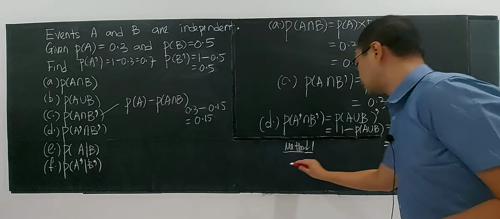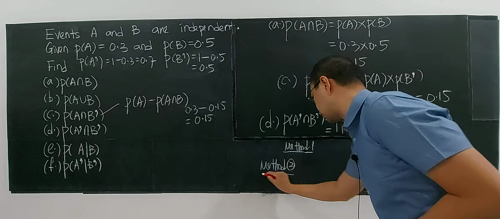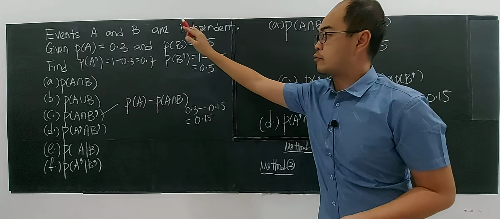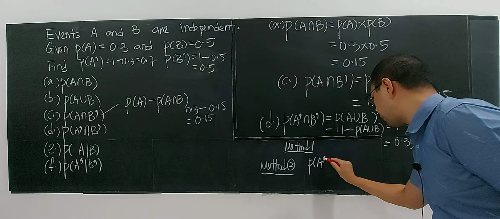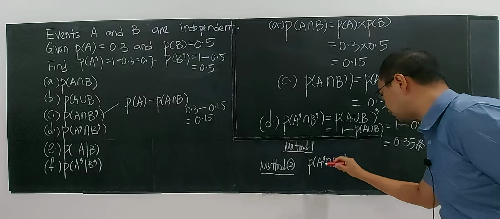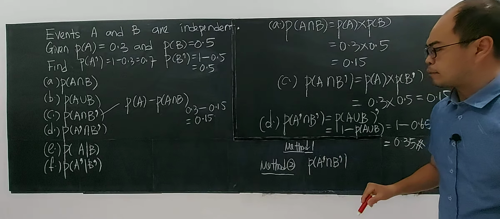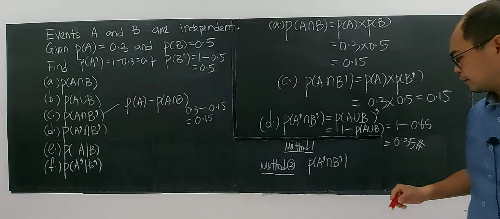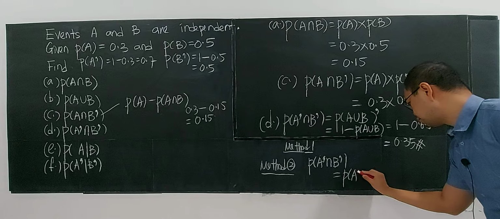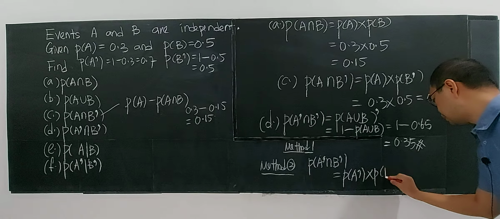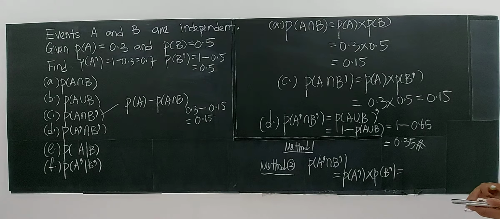This is method 1. The method 2 will be, you can apply the concept of independent events. If events A and B are independent, definitely event A prime intersect B prime, the events of complement of A and complement of B, also will be independent. These two are also independent, right? That's why you can apply the rule here, which equals the probability of A prime multiplied by the probability of B prime. So this is what's special in this question.